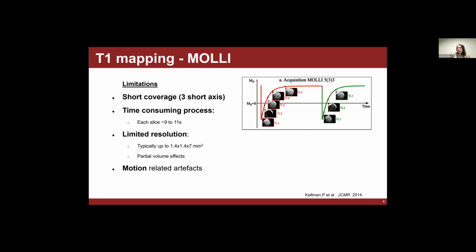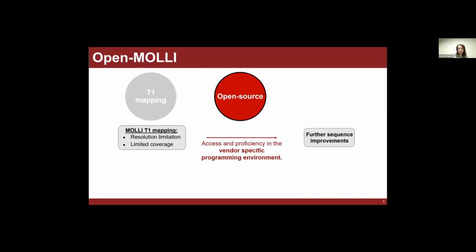In addition, it has a limited resolution, which can lead to partial volume effects, for example, in the presence of fat, and also motion-related artifacts. If we want to improve this, the conventional way is to use the vendor-specific environment that we have access to, and then change the sequence in that environment. However, this is really difficult to access. Not only that, the learning curve is also very steep.